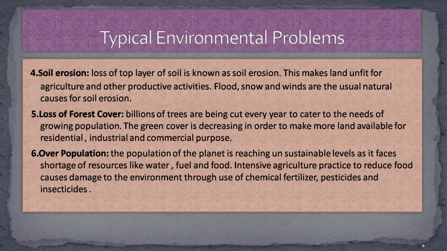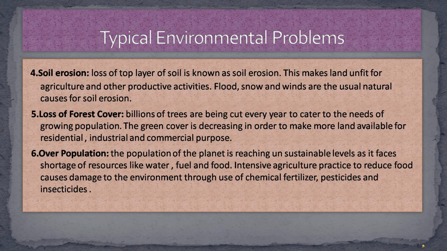Next environmental problem is loss of forest cover. Billions of trees are being cut every year to cater to the needs. Here, cater means to provide for the needs of the growing population. To meet the needs of the growing population, trees are needed, which means the forest cover is needed. Billions of trees are being cut every year. That means we are losing forest cover.